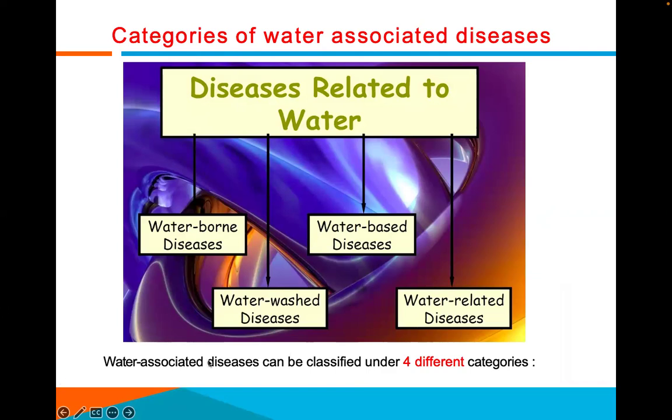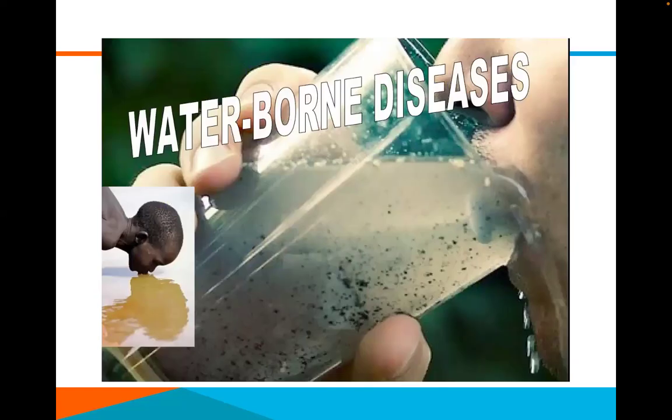So there are 4 categories of water-associated diseases that I want you to be familiar with. You have the waterborne diseases, water-based diseases, water-washed diseases, and water-related diseases. Are they the same? No. What are the differences? Although I admit that all these are linked with water, they are different. Let's look at waterborne disease. Waterborne disease.